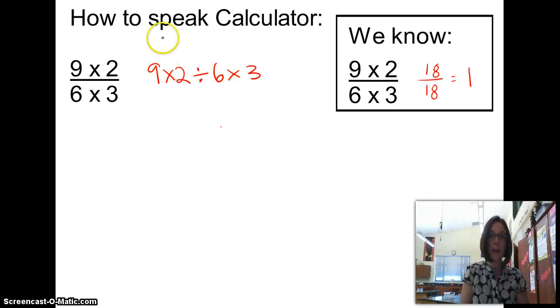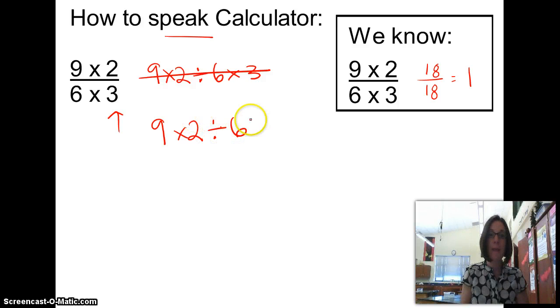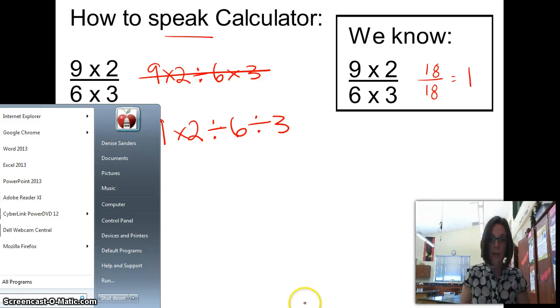We need to be able to speak calculator and tell it, hey, this 3, that's not up on top being multiplied, that's in the denominator and we're dividing. So instead, we should say, well here, that's wrong. We should do 9 times 2, we're dividing by 6, but that 3 is also in the denominator, so we are also dividing by 3. And some people think, well, that looks wrong, that's not going to work. Well, let's try it in the calculator and see.